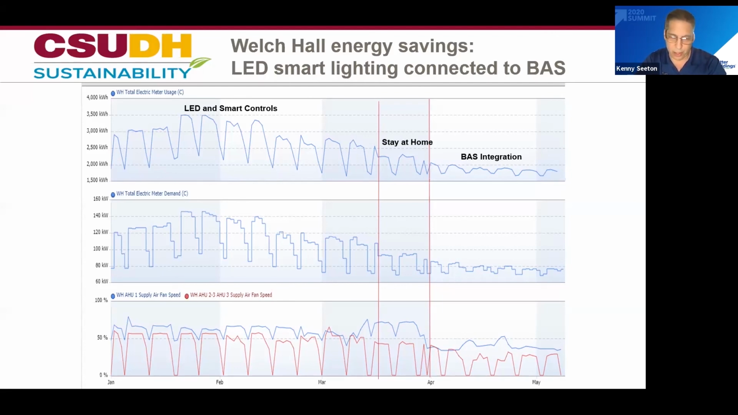So the top is our kWh, how much electricity we're buying. The middle is our kW demand, which is going to be important when we add batteries to this building and solar. And the bottom shows our fan speed, because that's what happened. When we were able to tie the lights into the building automation system, the static pressure dropped way down, the fan speeds were able to turn way down. In the beginning, we were having issues tuning it and commissioning it, and you see at the far right, it just got nice and stable, and it stays that way now.